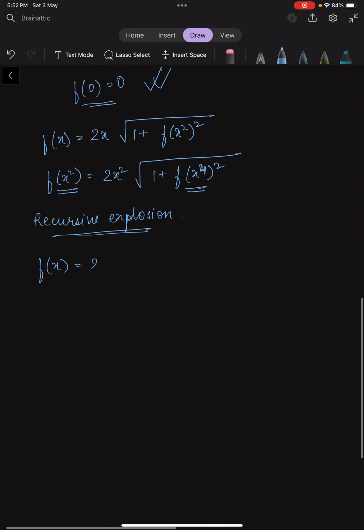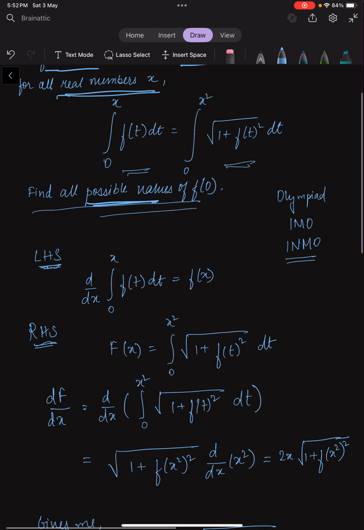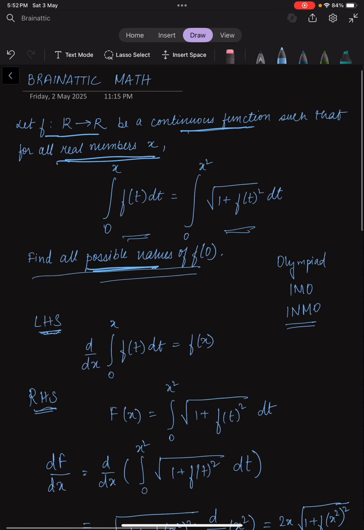So f of x is equal to 2x under root 1 plus 2x^2 root under 1 plus 2x^4 root under 1 plus, and dot dot dot. So you will finally see something like this keep happening to you. Okay, so this is an ideal case for recursive explosion, but we know that in the question it is given that f of x is a continuous function.